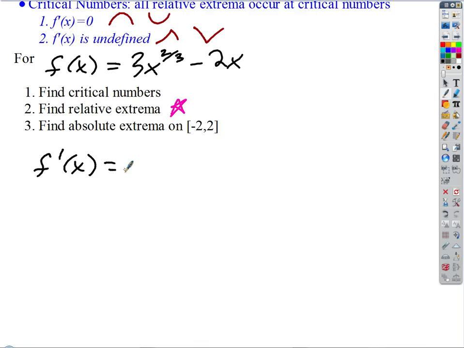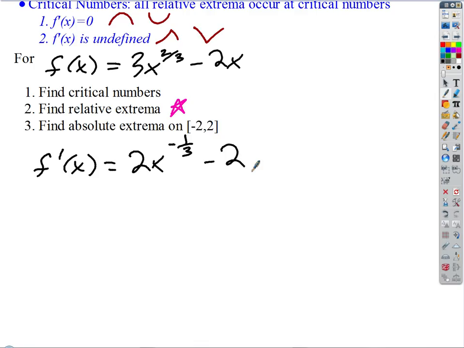2x to the negative 1/3, minus 2. Does that make sense? So there's our first derivative.